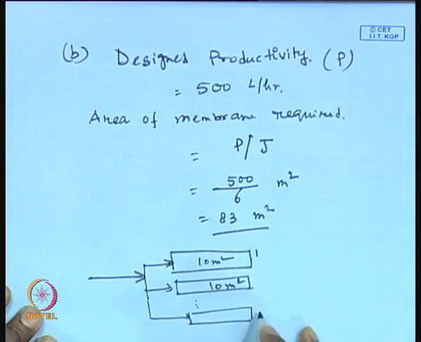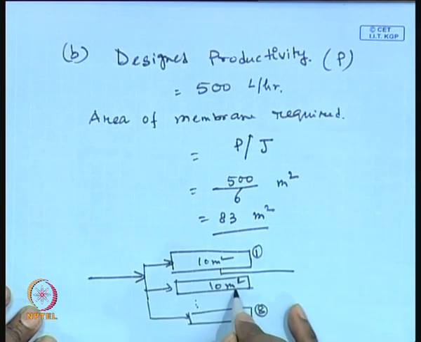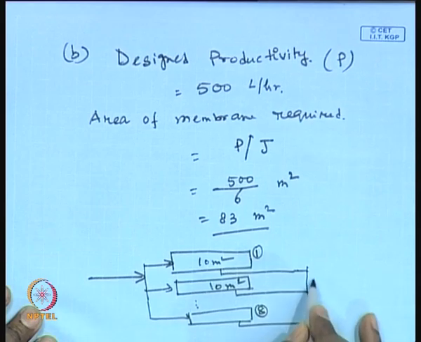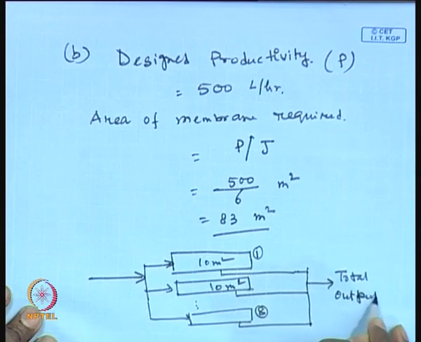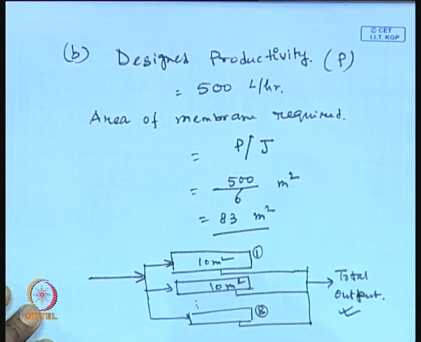This is the first unit, this is the 8th unit, and the permeate that you are going to collect will be collected in a common header, and from there you will be getting the total output, right. So, if you put all these modules in parallel, you are going to get that much area, and if each module is 10 meters square, then you have to put 8 modules in parallel, and we are going to get the total output, that is the 500 liter in 1 hour. Okay. So, that goes the first problem.